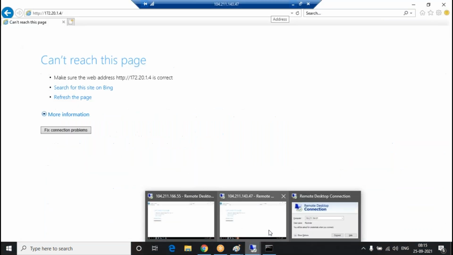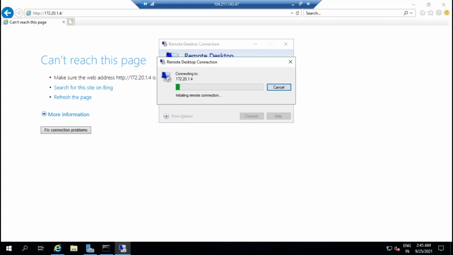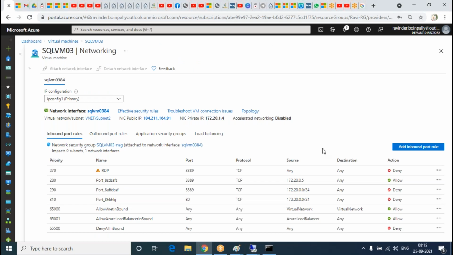Let's see how it works. This one, it is also denied. We explicitly allowed this one with the priority 280. It is still denied. Why? Because the first rule, the lowest number rule, is actually denying everyone.